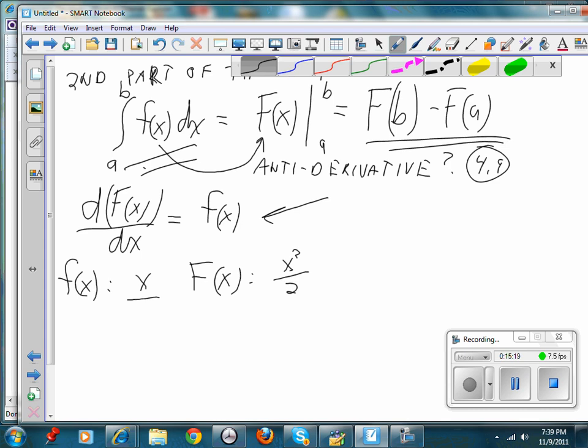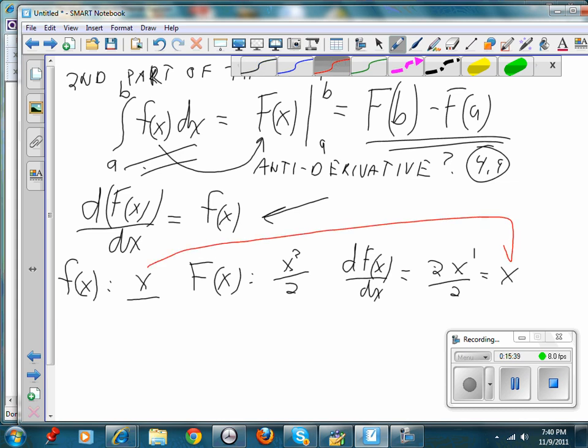How do I know it's x squared over 2? Well, what is the derivative? The derivative of F of x. You can take derivatives, right? Well, that's going to be 2 times x to the first power over 2. Well, that's just x. Okay, so can you see we've satisfied it. We took the derivative of the antiderivative and we got back to what we started from. Okay, that looks pretty promising. Shall we try another one?